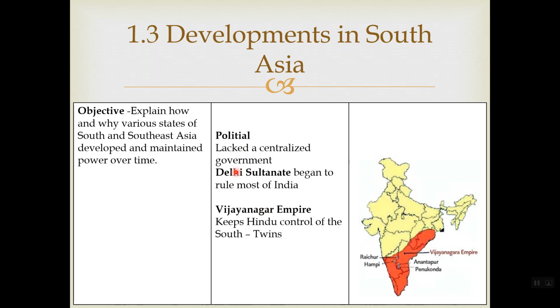The Delhi Sultanate begins to rule most of India. If you want to know more details, go to the previous video. This is because they were able to take over the north part of India because it lacked a centralized state. Okay. Now, as the Delhi Sultanate began to take over, there were a couple of twins that had converted to Islam. They converted to Islam, and they were sent by the Delhi Sultanate to convert the rest of southern India.